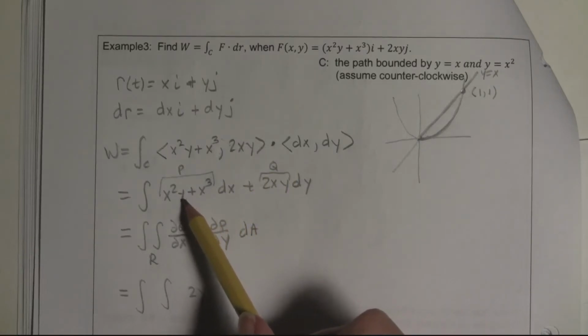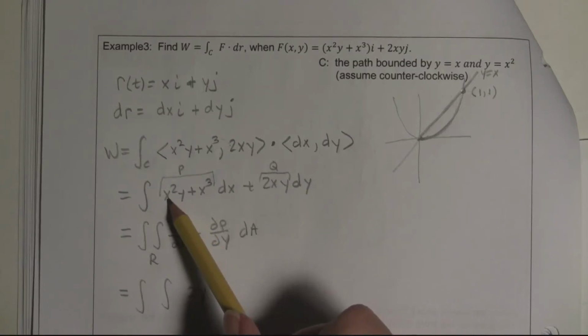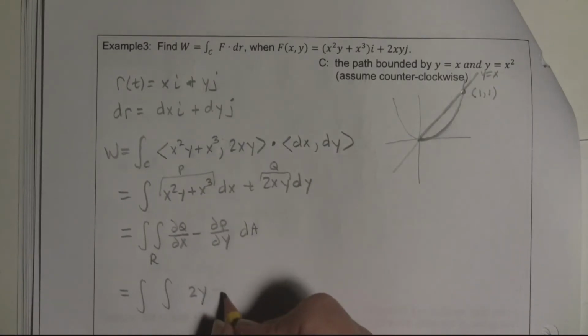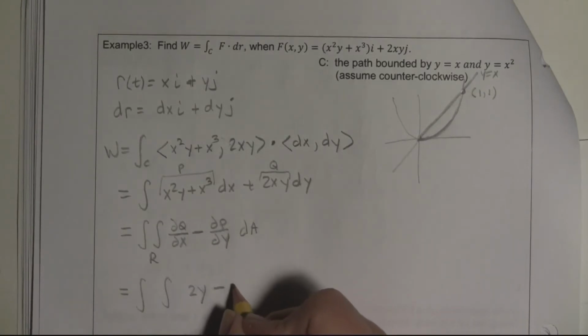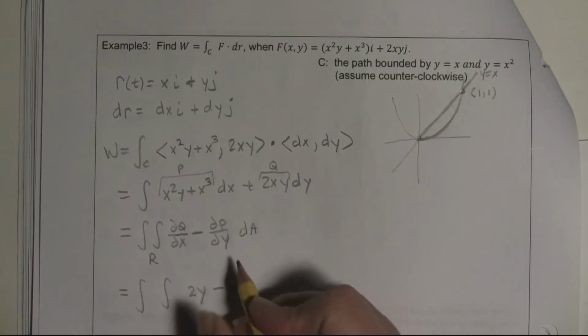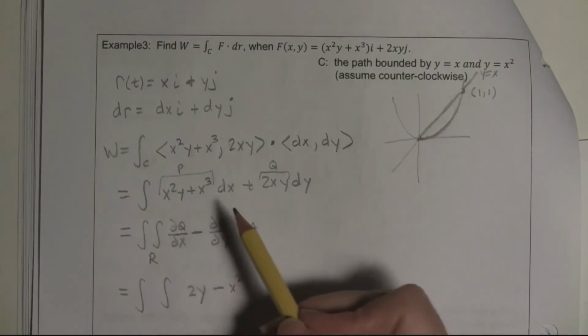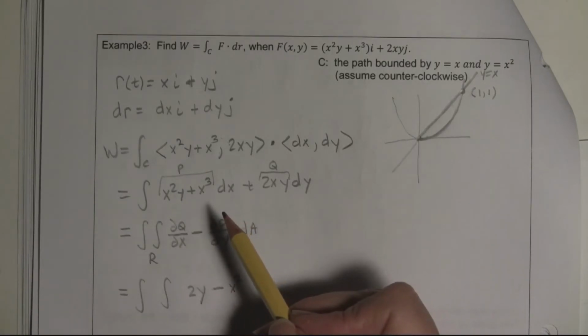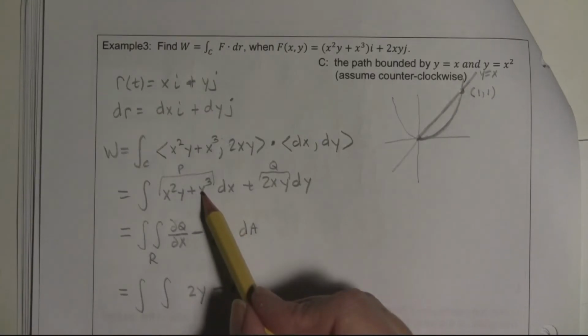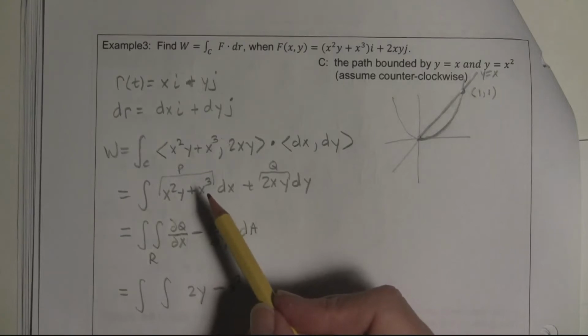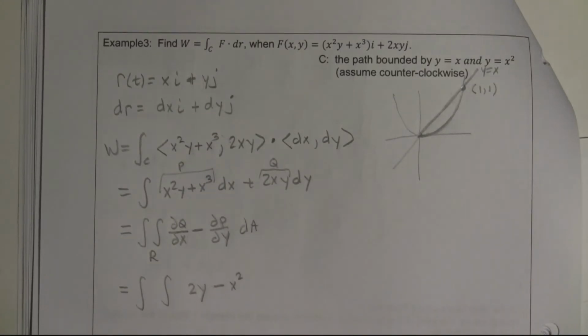Okay, so here, when I take this partial with respect to y, I'm going to get x squared there. So this is going to be 2x, the minus sign comes from here, minus x squared, because with respect to y, the partial is just x squared, and the other partial with respect to y is 0.